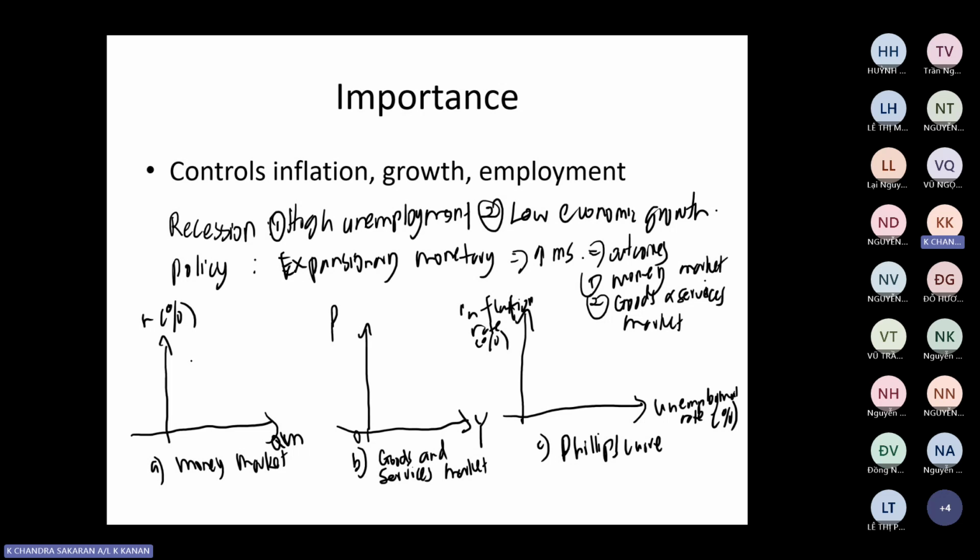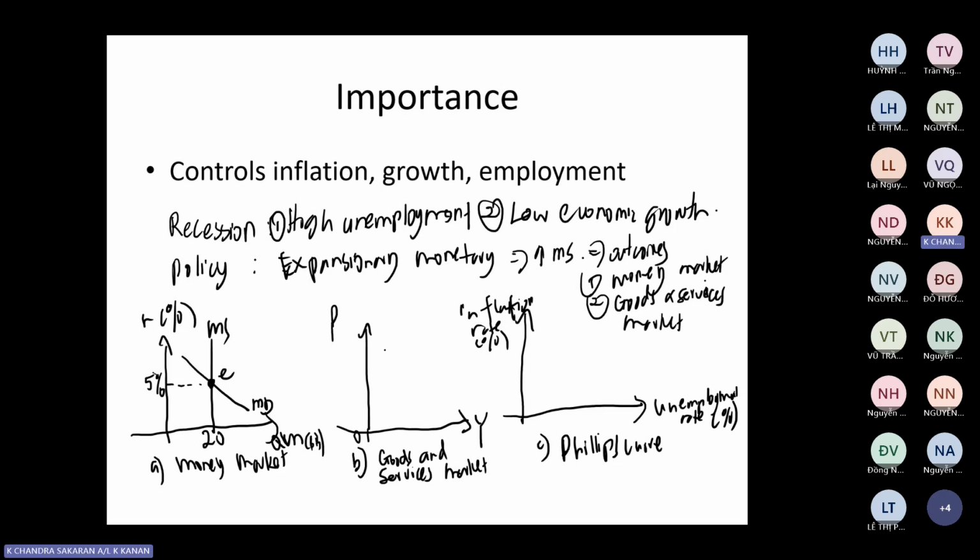Okay, what do you have in a money market? Money demand, money supply. So this is the original initial outcome. Okay, let's say I just simply put a figure here. Let's say this is 5%. This is 20 billion.